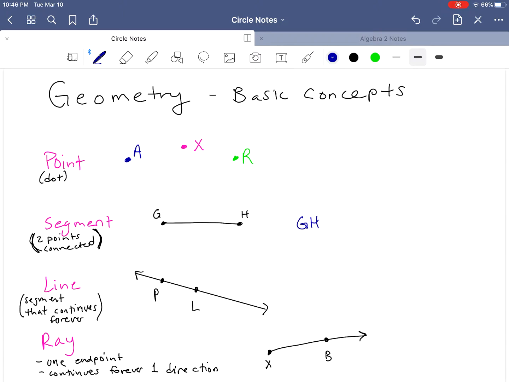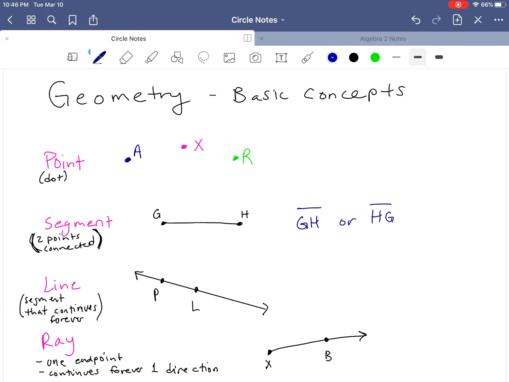And when you write your name of the segment, you put the 2 letters side by side, and then you put a little segment symbol above it. The order of the letters doesn't matter, so you could also write segment HG with the little symbol above it, and that would be the way to name it.